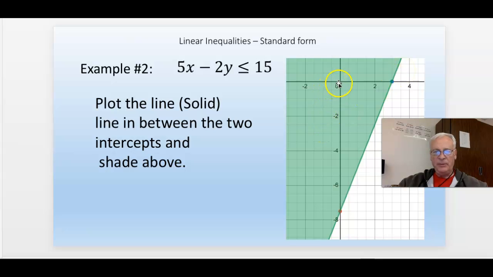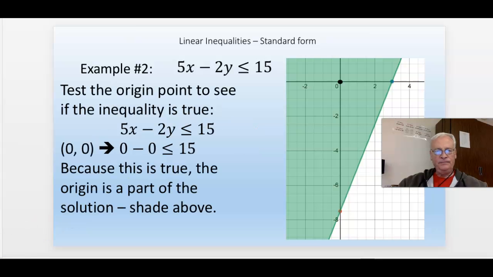All right, let's test a point again, 0, 0. We've got to shade it. All right, again, 0, 0. If I put that in there, what this says is 0 is less than or equal to 15. Well, that's true. All right, so 0, 0 is a part of the solution, so shade above that line.